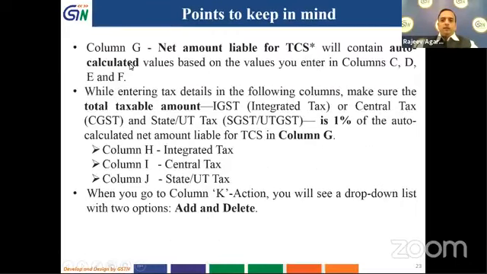Then after that, net amount liable for TCS will contain auto calculated values. Whatever you have filled in column C, D, E, and F, that will be auto calculated over here. Further, the taxes in column H, I, J, the total of these should be 1% of whatever is auto calculated in column G. And as we have seen, you can select add or delete in column K, and we have already seen what will happen when we select add or delete.